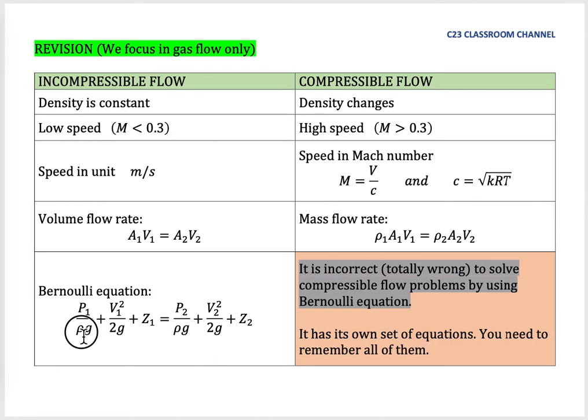Yes, it has a density term here, but you cannot change this density into rho 1 and rho 2. The rho here is constant, while the values P1, V1, Z1 will change into P2, V2, Z2, but the value of rho remains constant. We don't have any rho 1 and rho 2 in the Bernoulli equation. So what we need to do is derive a set of equations, and then use those equations to solve any problem in compressible flow. After this, we will go for the derivation of those equations.